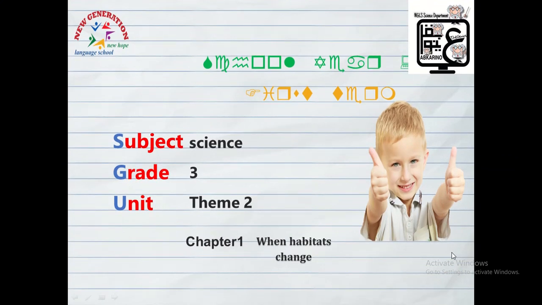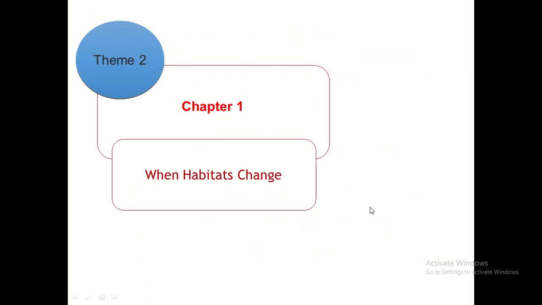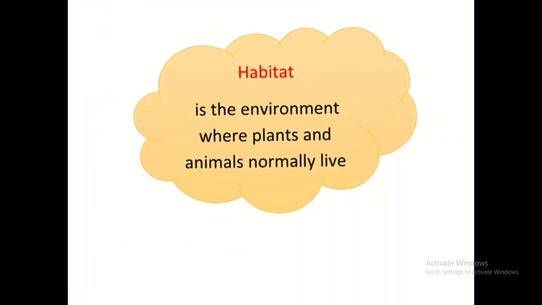Today we are going to talk about Theme 2, Chapter 1, When Habitats Change. Firstly, we are going to talk about the meaning of habitat. Habitat is the environment where plants and animals normally live.